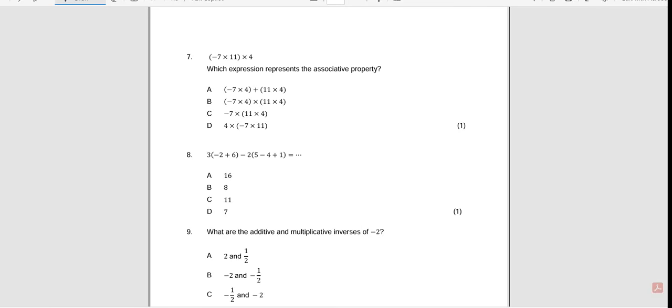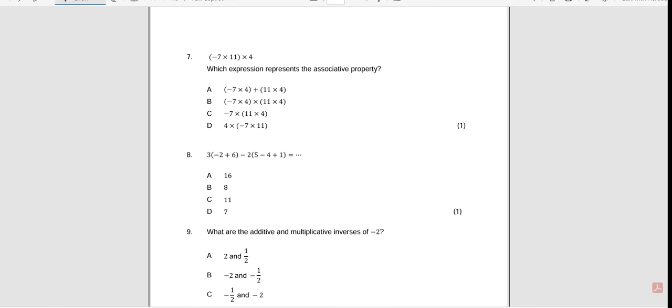Which expression represents the associative property? What are the associative properties? When three or more numbers are added or multiplied, the way the numbers are grouped with brackets does not change the final answer. Like it says minus 7 times 11 times 4, which expression represents the associative property? Is it number 8?